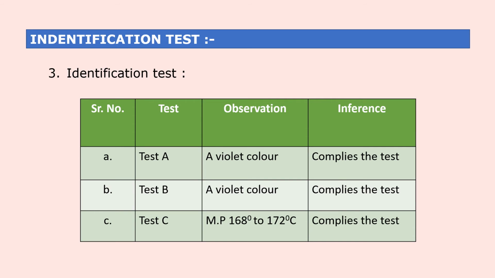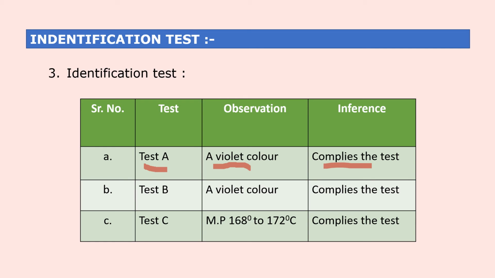Identification test. Procedure to perform test A is: I will take 0.1 gram of sample in a test tube. In that I will add 10 ml of water. Then I am going to add 0.1 ml of ferric chloride solution. If a violet color is developed, then it is going to comply the test.